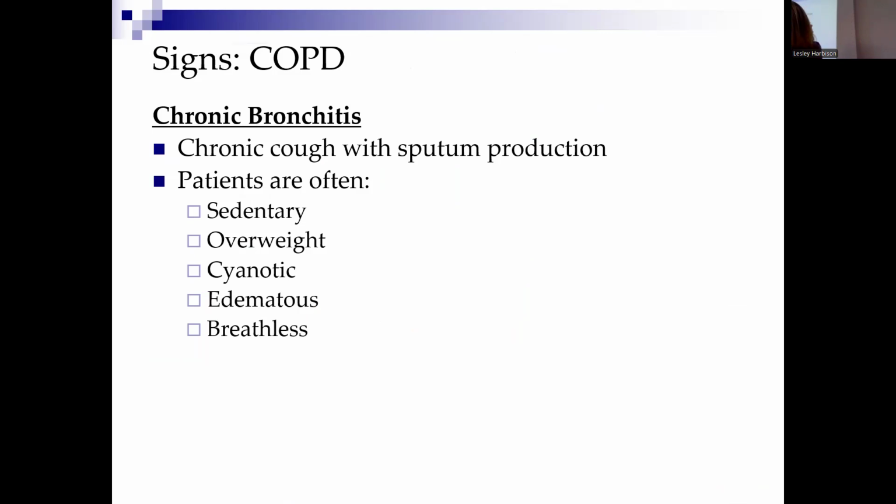Okay, so a lot of times the signs of COPD is going to be cough, usually a productive cough. When patients have chronic COPD that's a little bit more advanced, they do tend to be more sedentary, potentially overweight. Cyanotic is like a bluishness to maybe their nails, maybe even their lips. They might carry oxygen potentially, but not necessarily. It just depends on the stage. Edematous, if they don't have good circulation, they could have swelling, breathless, taking a walk, certainly going upstairs.